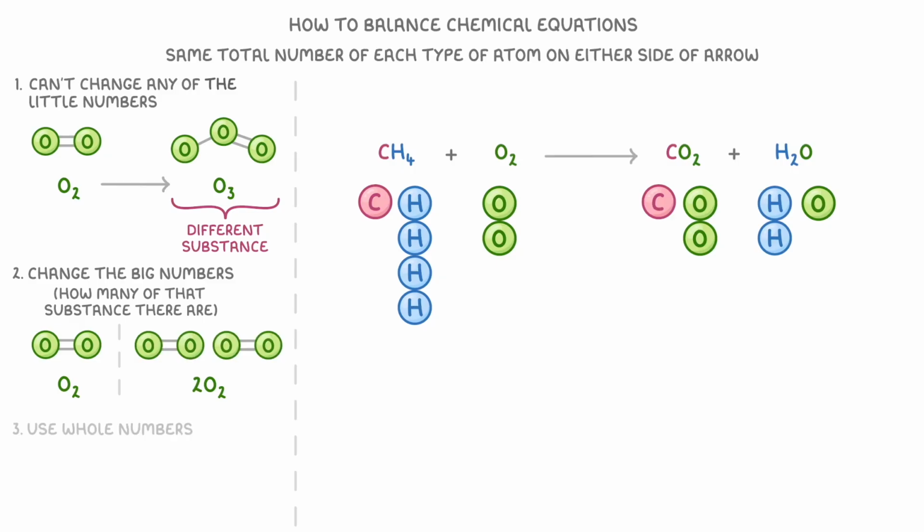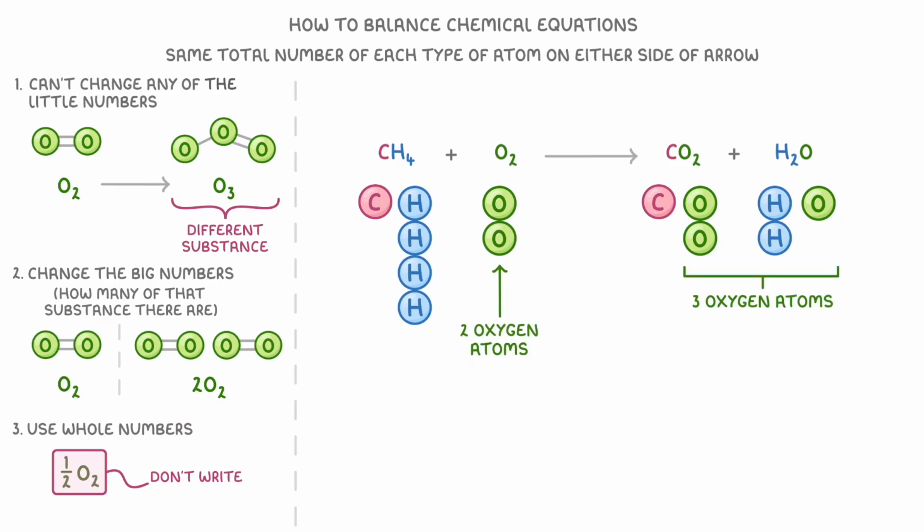And the final rule is that we have to use whole numbers rather than fractions, so we don't write things like half O2. So, looking back at our main equation, let's start by balancing the oxygens. We've got 2 oxygen atoms here on the left of the arrow, and then 3 oxygen atoms on the right. To increase the number on the left, we can write a 2 in front of the O2. Remember that we have to stick to whole numbers, giving us a total of 4 oxygen atoms on the left.